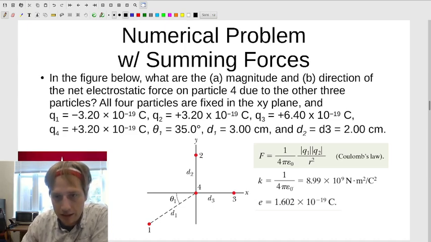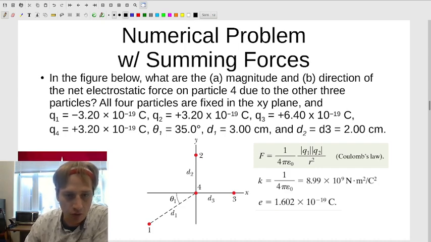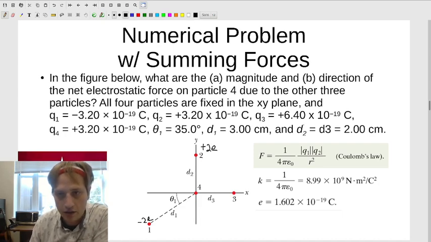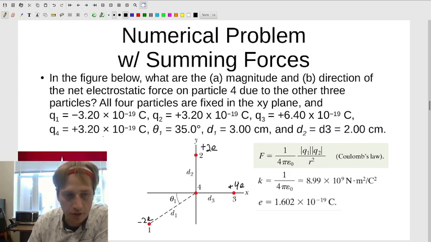Now, remember, e is 1.602 times 10 to the minus 19th. So Q1 effectively is minus 3.2 times 10 to the minus 19th. Oh, that is 2e. So on 1, we have a charge of minus 2e. On Q2, we have a charge of 3.2 times 10, so that's a plus 2e. Remember, it says 2 electrons down. Q3 has 4 electron charges, so that's plus 4e. And then finally, your central charge, which is the charge that we want to calculate the force on, has a charge of plus 2e itself.